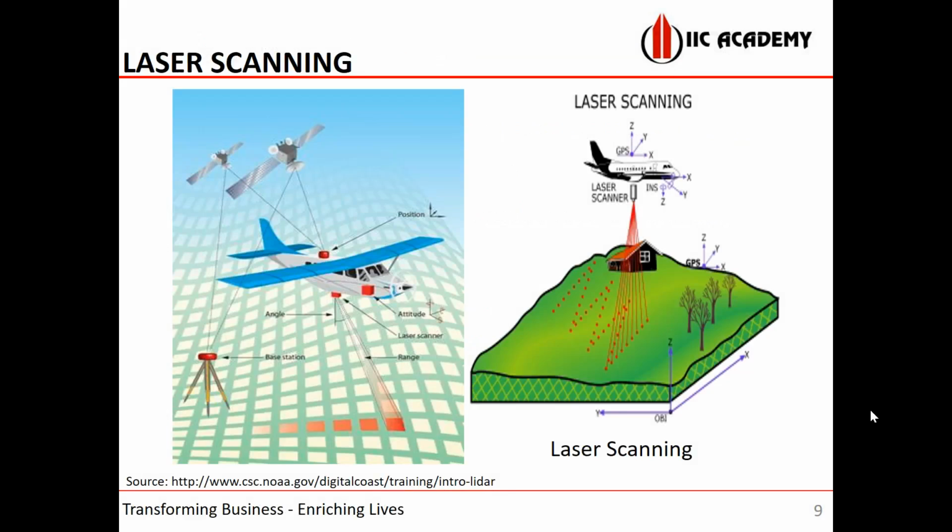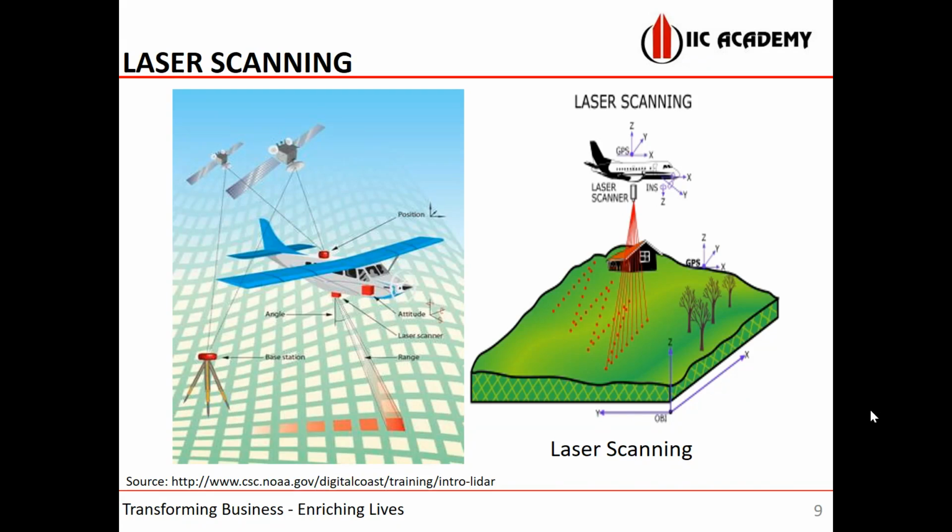This is the same as hydrography, but instead of a boat we are using a laser on a flight, drones, or even balloons. There also we use GPS and IMU. Here also GPS is there, IMU is there, and we have laser scanners. Here we are using light pulses, either UV and other ranges.